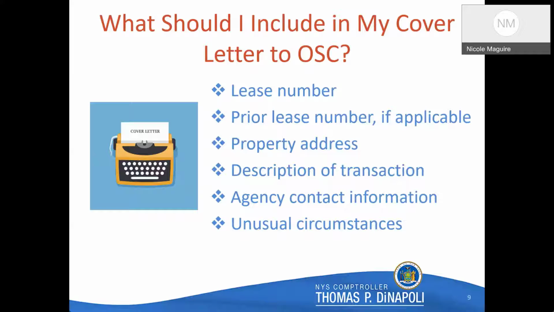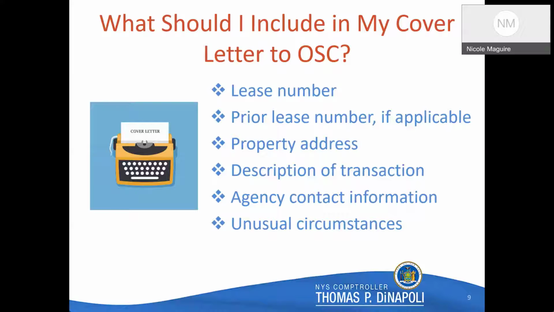Starting with, what should I include in my cover letter to OSC? The cover letter, or memo, is arguably one of the most helpful documents an agency can include with transactions sent into OSC. The most basic information we would like to see included in a cover letter is the lease number and property address, but so much useful information can be conveyed with this document.